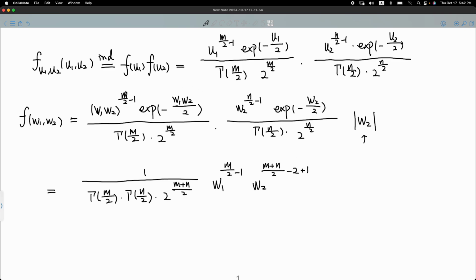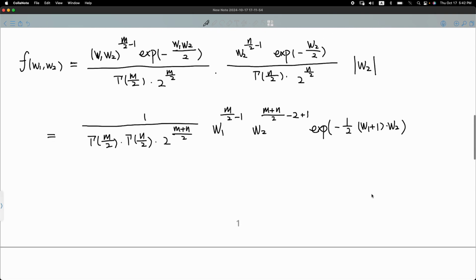So you have the m over 2 here minus a 1 and n over 2 minus a 1, but you have another copy of W2, so you plus a 1. And then we can group the exponential term in the following. So negative 1 over 2, and then W1 W2 plus a W2, because we put the minus sign in the front. So we will have W1 plus 1 together multiplied by W2. Okay.